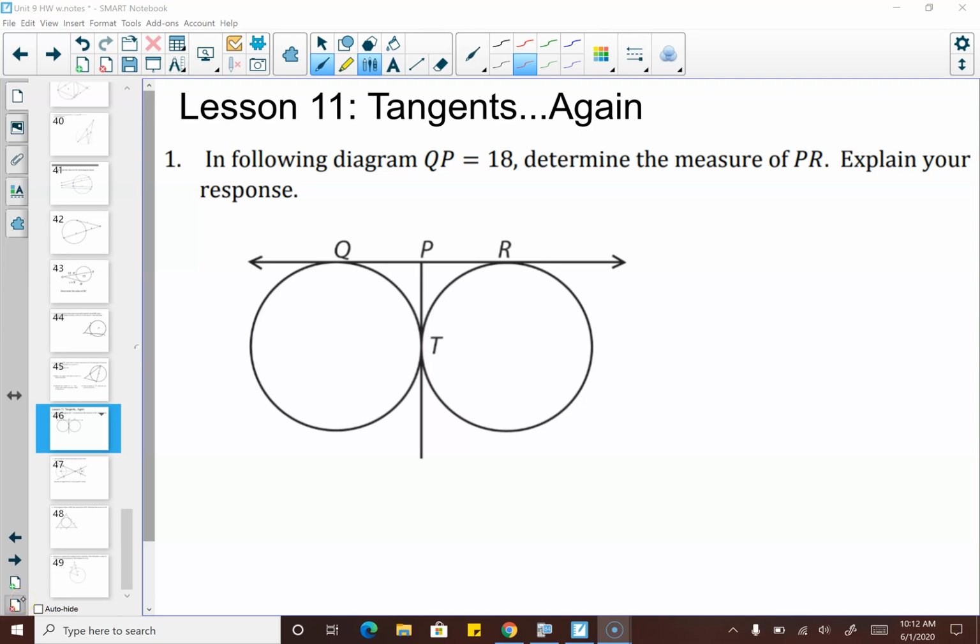So lesson 11 homework, we're going to focus on our tangent rules. In the following diagram, QP is 18. Determine the measure of PR and explain your response.